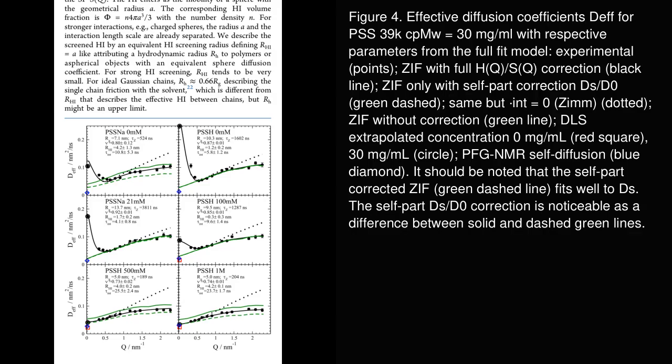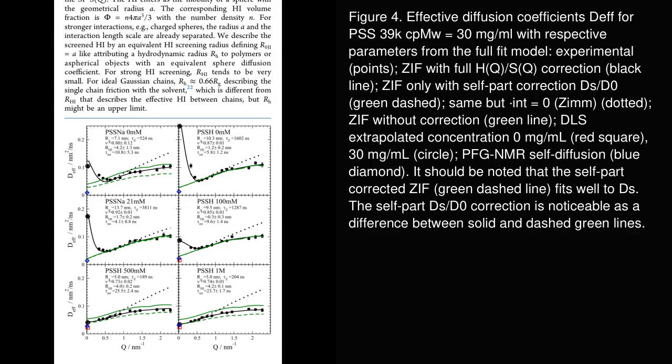The full ZIM internal friction (ZIF) model with complete hydrodynamic interaction and structure factor correction, HQ-SQ, is shown as a black line. The ZIF model including only the self-part correction, DS/D0, is a green dashed line, and the pure ZIM model without internal friction, tau int equals 0, is a dotted line. Also shown are the ZIF model without correction, green solid, and external diffusion data from DLS and PFG NMR.